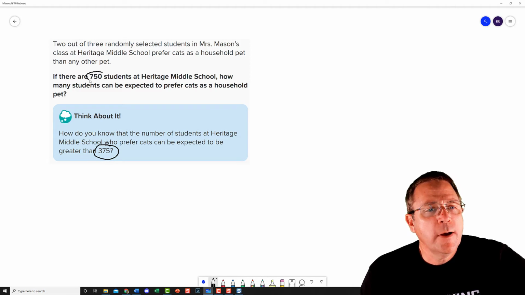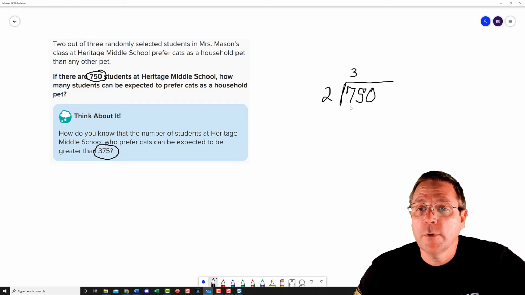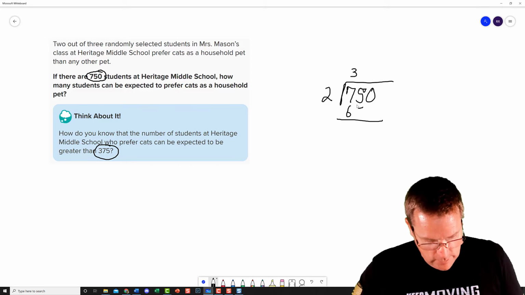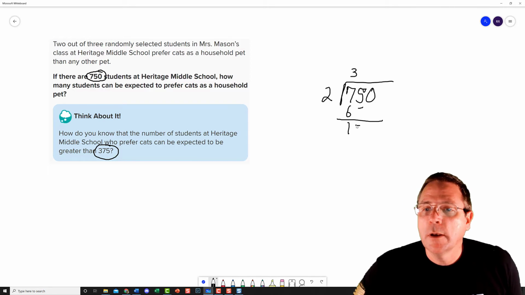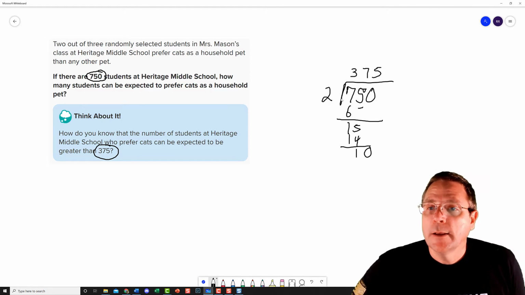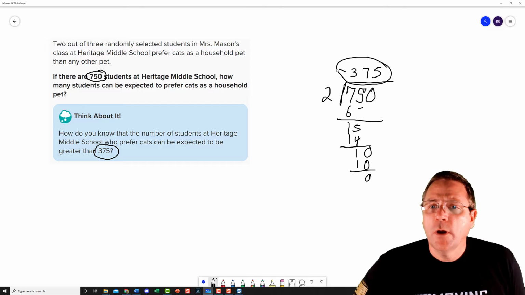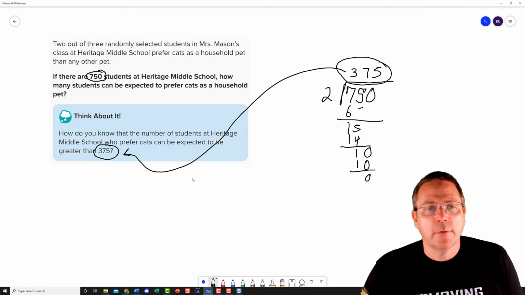Well, the 375 came from dividing 750 by 2. If we were to do our long division here, 750 divided by 2, 2 goes into 7 3 times. 3 times 2 is 6. 7 minus 6 is 1. Now we're going to bring down the 5. 2 goes into 15 7 times, which is 14. 1 left over. Bring down your 0. 2 goes into 10 5 times, which is 10 with nothing left over. That is where the 375 they're talking about comes from.